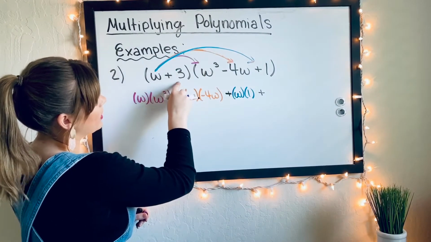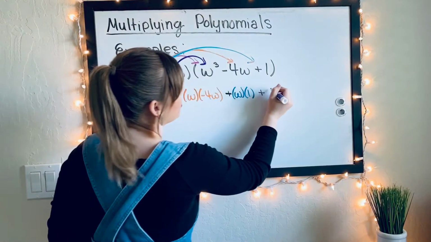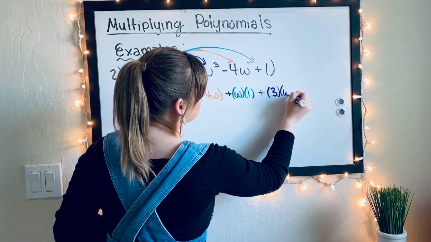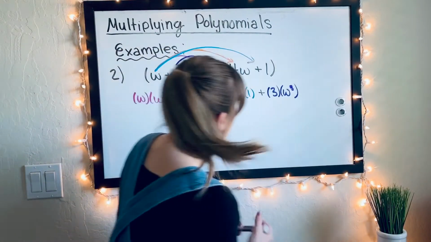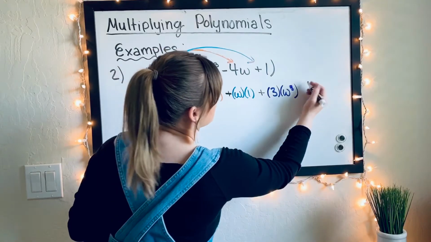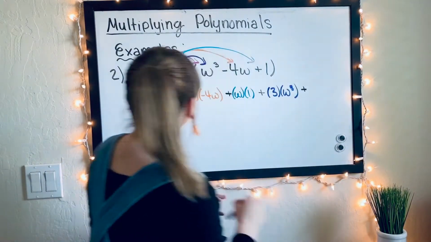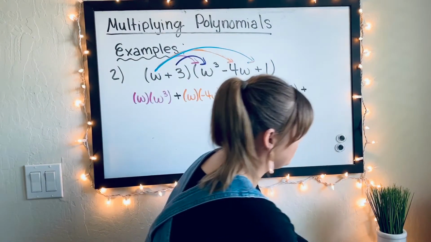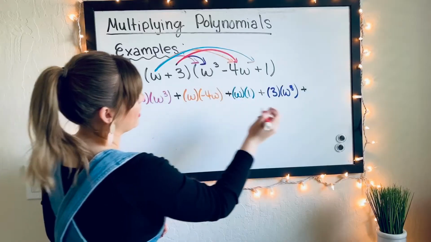Now we're taking our 3 and we're going to distribute to each of these terms. So 3 times w cubed. Okay, plus, and hopefully I have enough room. I need to move these. Let's see, what haven't I used? Red. So 3 is getting distributed to now -4w.